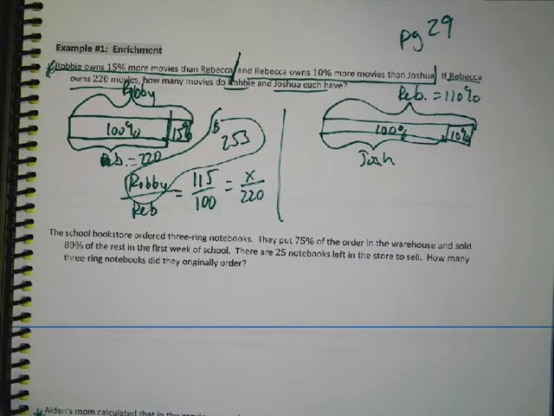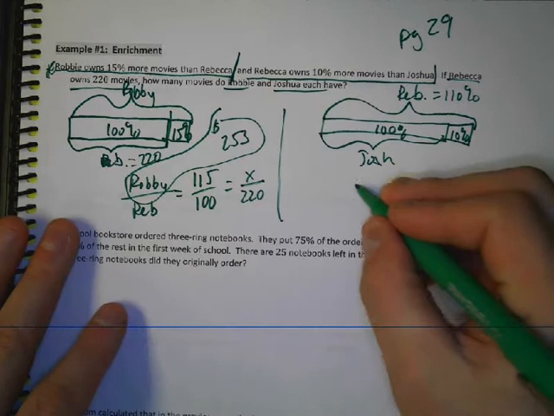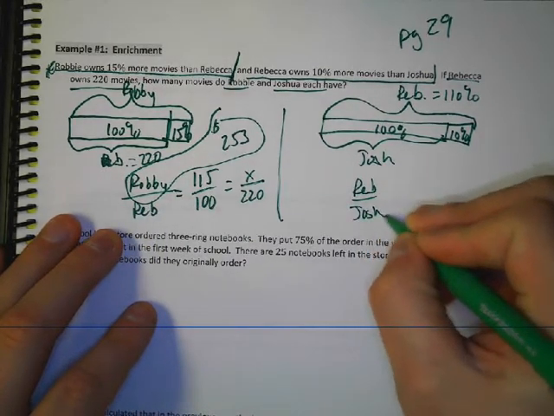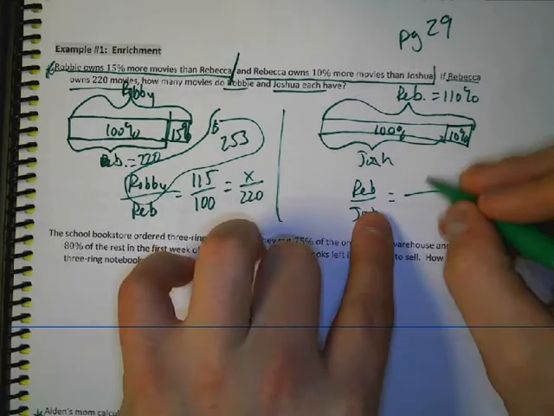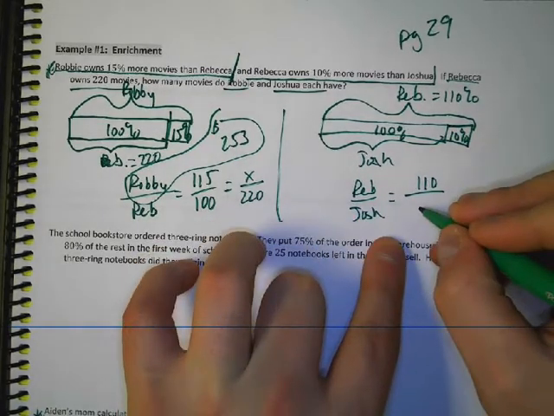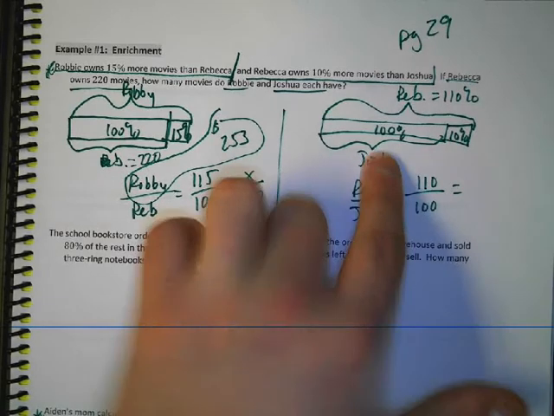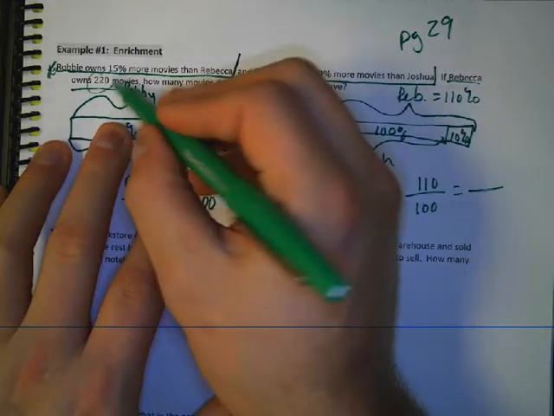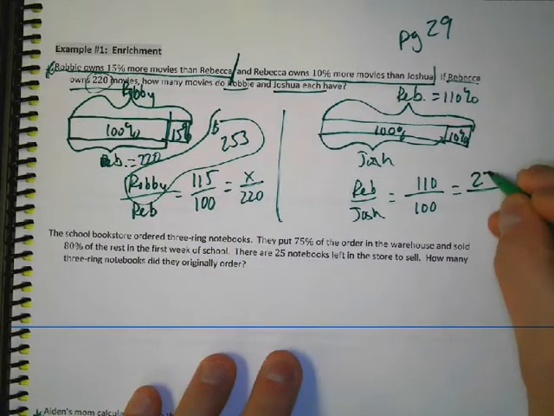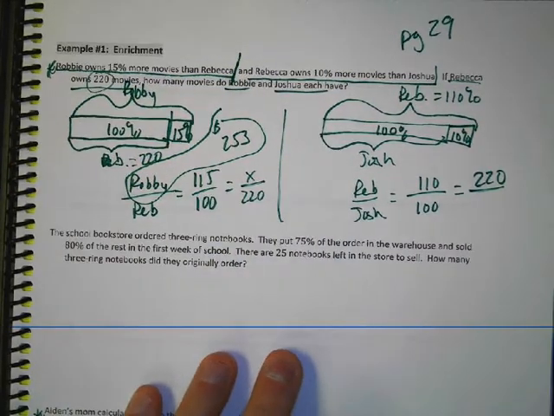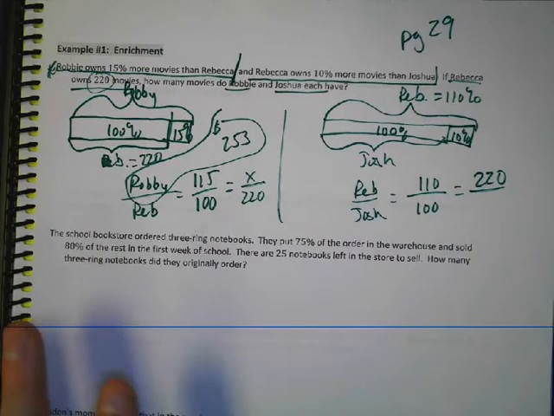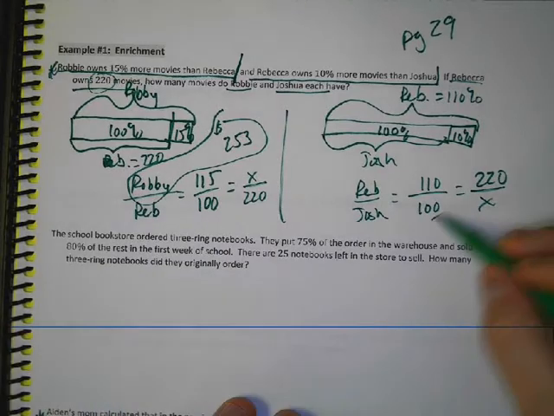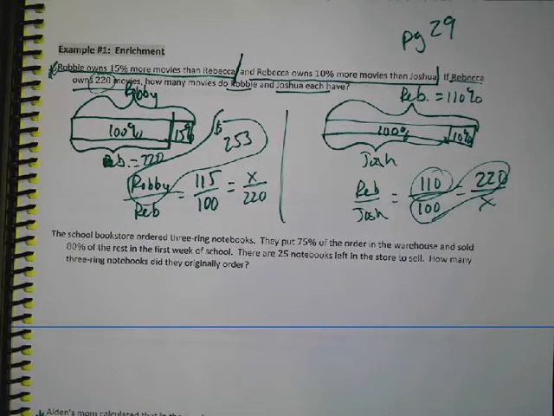Now I'm going to rewrite this as Rebecca on the top and Joshua on the bottom. Rebecca is the 110%, and Joshua is the 100%, the original, or the whole. What's different is that now the 220 that Rebecca owns goes on the top. So really, this is two separate problems in one. Now if we put the x on the bottom, cross multiply, divide is smooth sailing, and you have Joshua with $200.